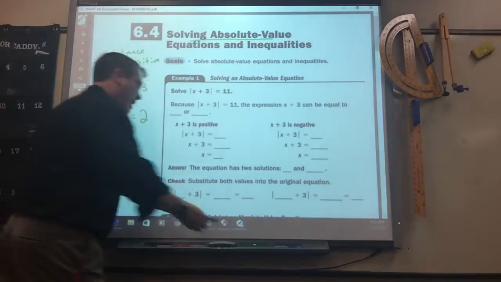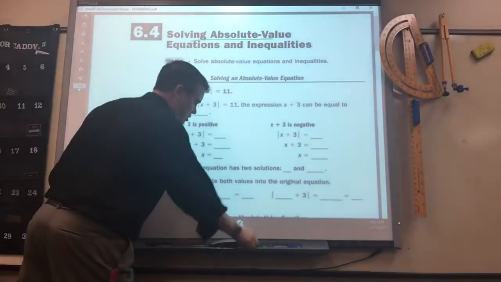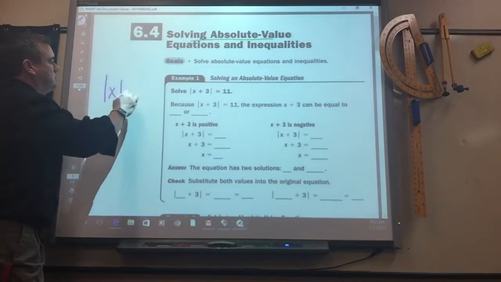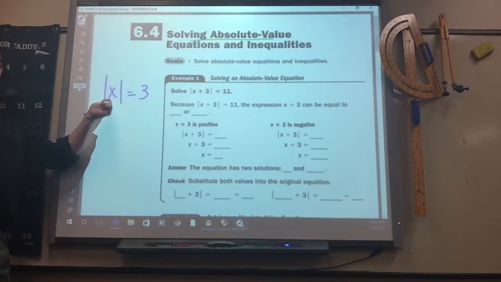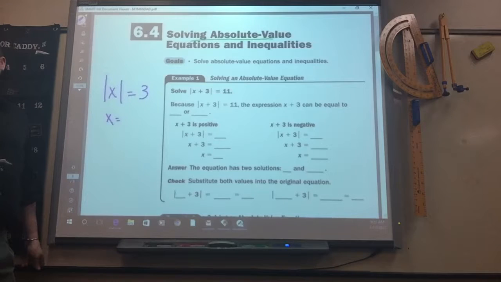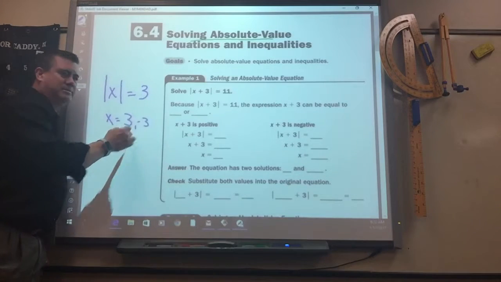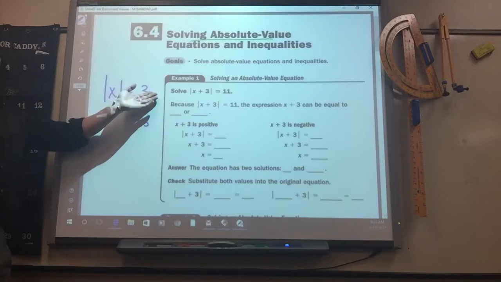So, this is the most basic absolute value equation that there is. Okay? What would x equal to make this true? 3. Anything else? Or negative 3. Because if I put a 3 in there, it equals 3. If I put a negative, it equals 3.